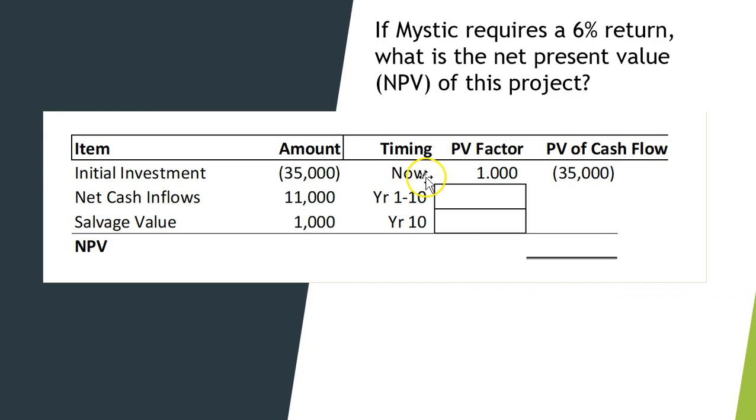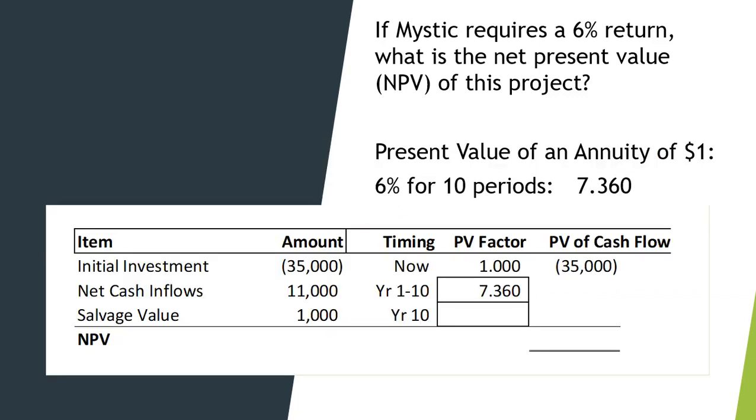When do these things happen? The initial investment happens now. The cash inflows are years 1 through 10. That's how we know it's an annuity. It's a constant number over time. And the salvage value happens one time. That's in year 10. The present value of any dollar today is $1, so the present value factor is 1. So the present value of the initial investment is minus $35,000.